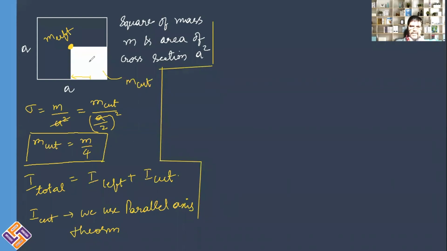See, this is the axis where I'm taking this axis as A and this axis as B. I want to now calculate the moment of inertia with respect to B. The moment of inertia with respect to B is equal to the moment of inertia of A plus the mass of the cut portion into R perpendicular whole square. So the perpendicular distance is this.